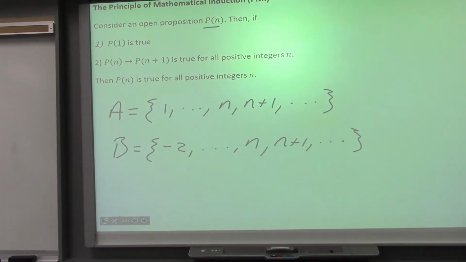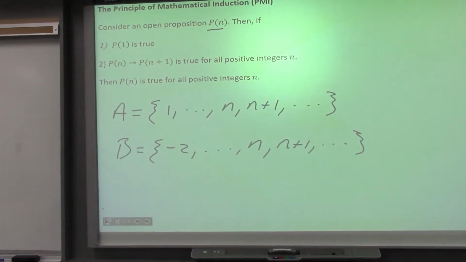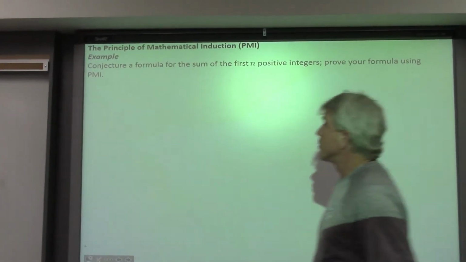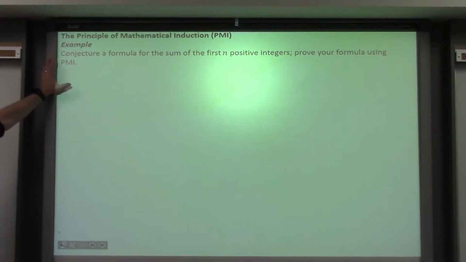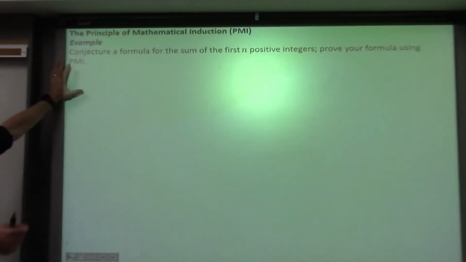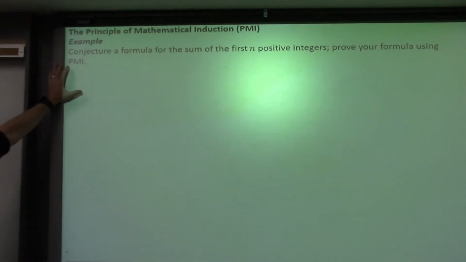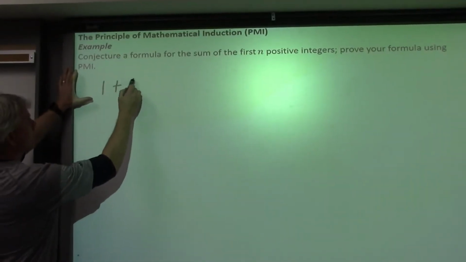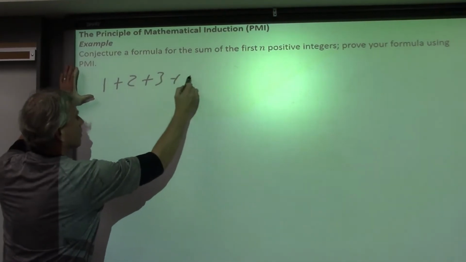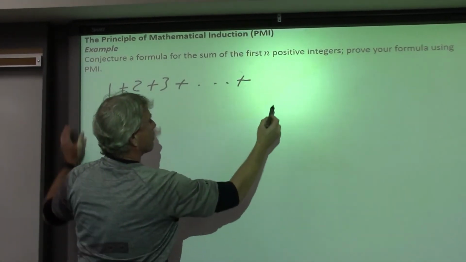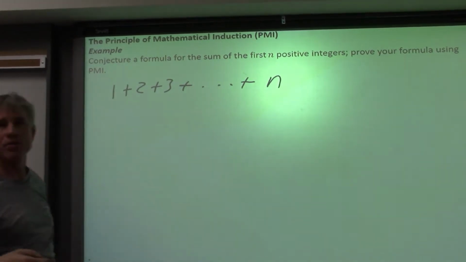So probably the easiest way to show this is with an example. So the example says, conjecture a formula for the sum of the first n positive integers. Then prove your formula using the principle of mathematical induction. So this is kind of the classic first example that you show to students when you introduce the idea of mathematical induction. So the idea here is to guess a formula for the sum of the first n positive integers.